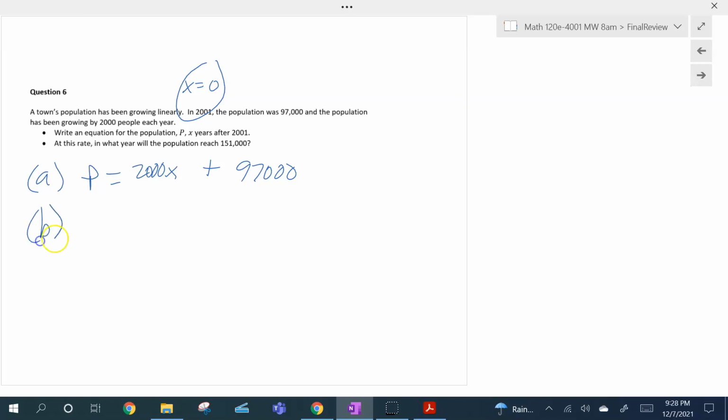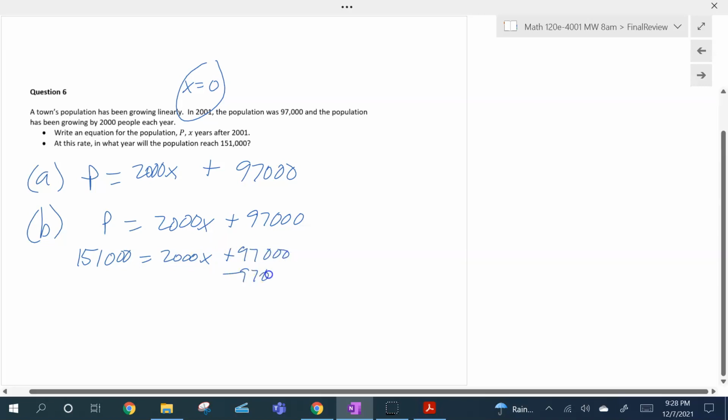Part B, at this rate, what year will the population reach 151,000? Well, we have our equation. The population grows 2,000 per year after the year 2001. When will it be 151,000? Subtract 97,000 from both sides.